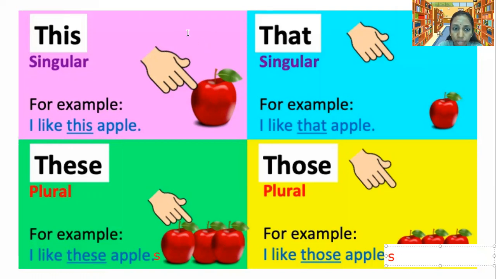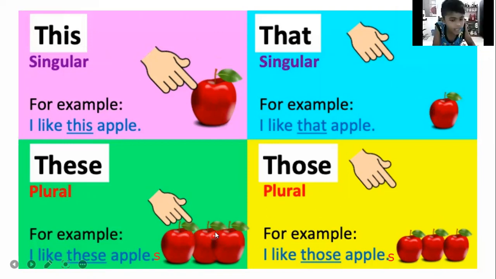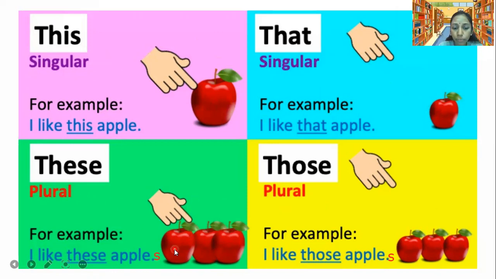So always remember, for singular nouns, we use this or that. For which is near, we use this, and for the things which are far, we use that. For more than one, which is plural, we use these for things or objects which are near, and for the things which are far, we say those. So these are the 4 things for you to remember on your adjectives.